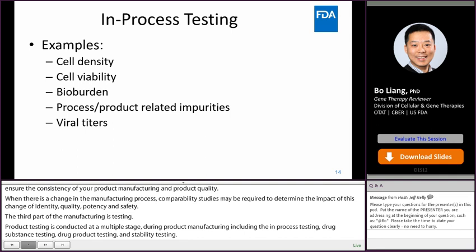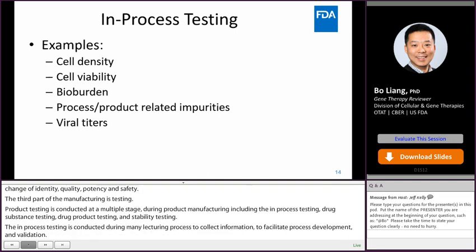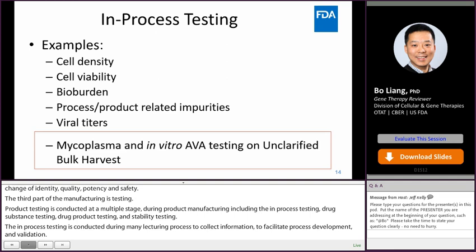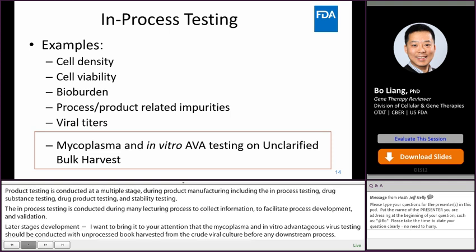development. I want to bring it to your attention that the mycoplasma and in vitro adventitious virus testing should be conducted with unprocessed bulk harvested from the crude viral culture before any downstream processing, because the downstream processing, such as cell lysis, filtration, and purification, will reduce the chance of detecting mycoplasma and viral contaminants.